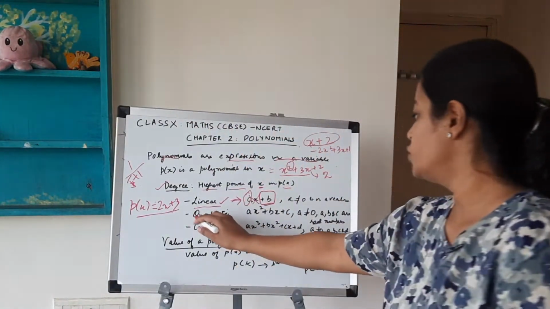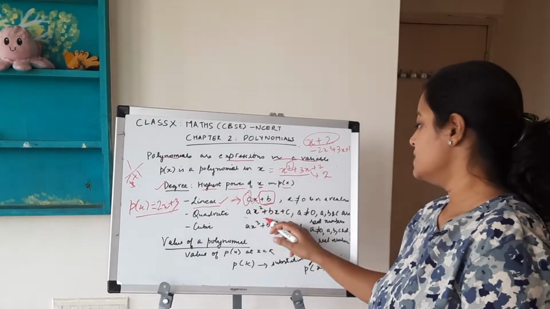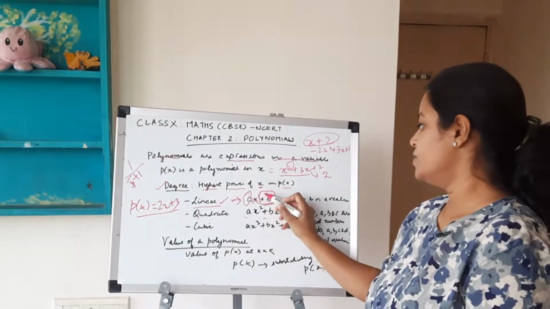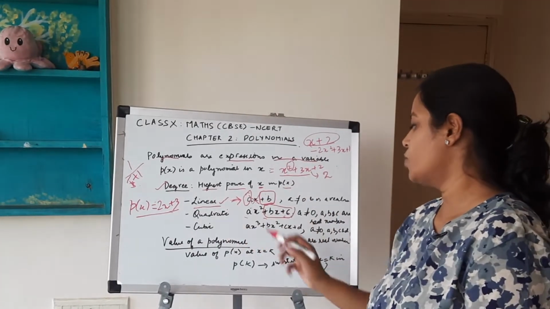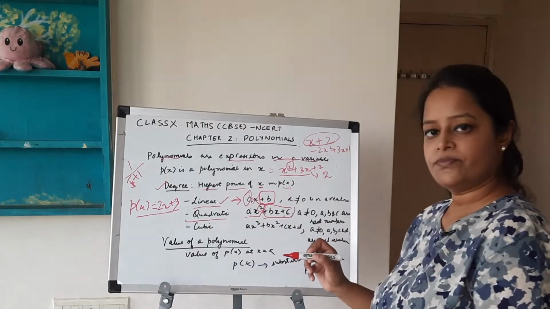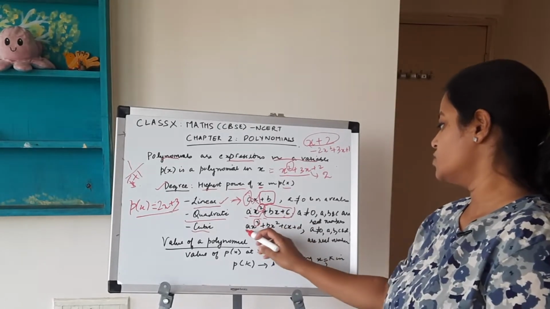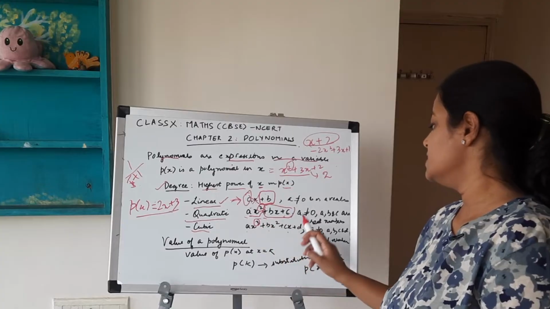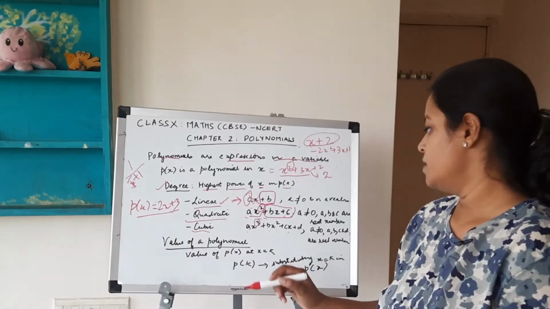Then moving on to the next, which is the quadratic polynomial: ax square plus bx plus c, where a, b, c are all real numbers and a is not equal to 0. As I told here as well, if a becomes 0, then it will just be bx plus c, which is a linear polynomial and not a quadratic. So quadratic is where the degree is 2. Cubic is where the degree is 3. It is represented as ax cube plus bx square plus cx plus d, where a, b, c, d are real numbers and a is not equal to 0.